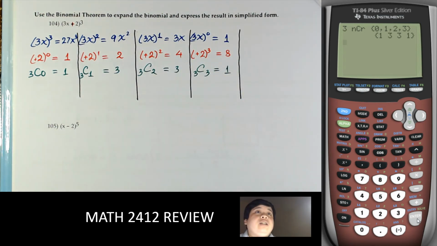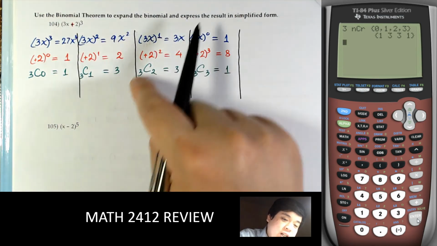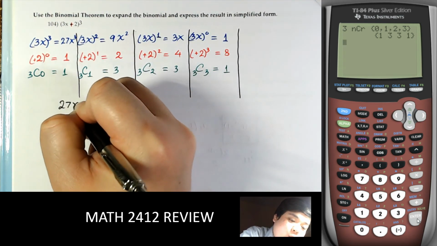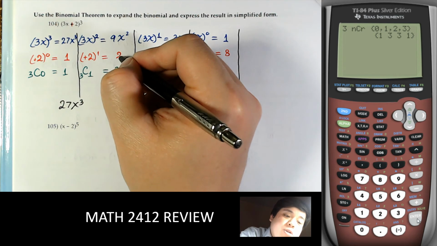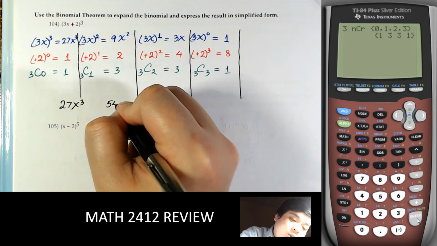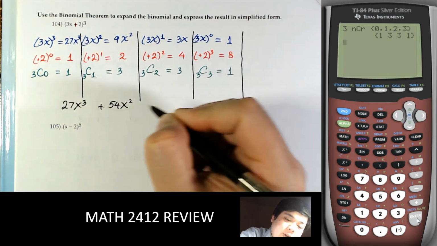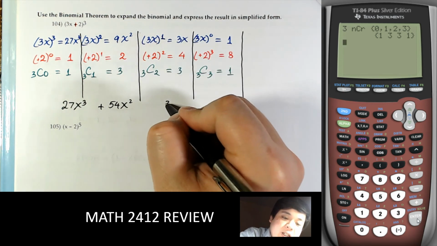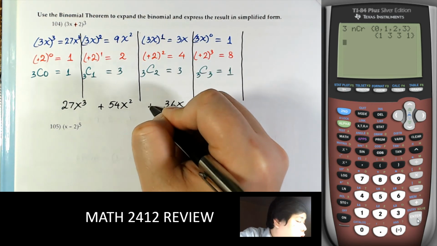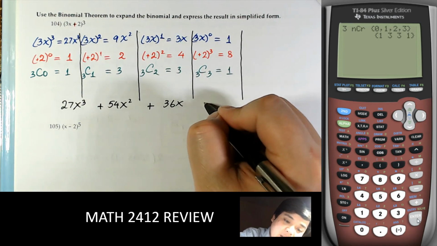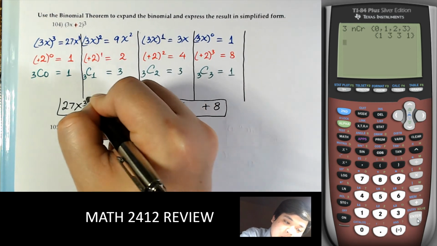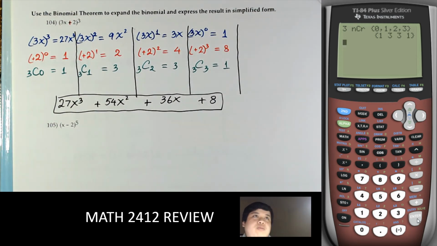Once we have all of that, all we need to do is multiply everything in the column and then combine them. That gives us 27x cubed. 3 times 2 is 6 times 9, 54x squared, positive. 3 times 3 is 9 times 4, 36x, also positive. And then 8. So that's pretty much binomial expansion.